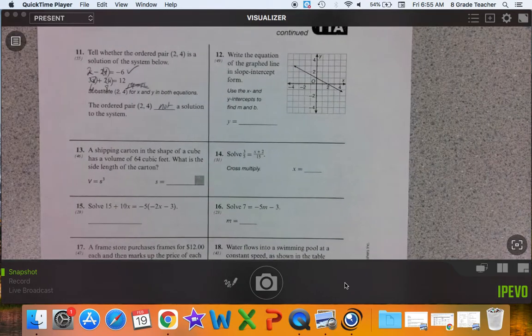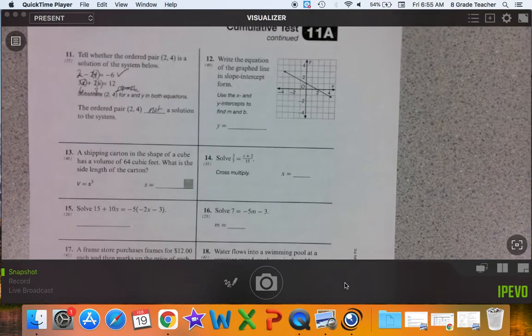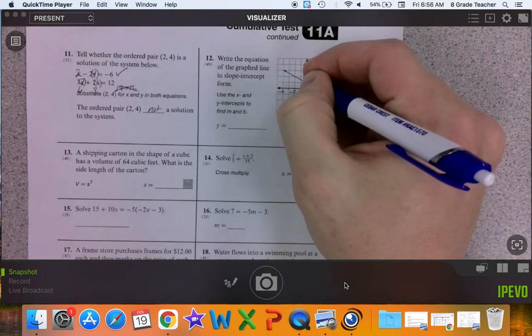So we would say this is not a solution. Number 12, write the equation of the graphed line in slope-intercept form. Here you've got a line that's graphed. From that line you can pick out 2 points. From those 2 points you can pick out the slope. In this example you can also pick out the y-intercept. The y-intercept is right here at 1.